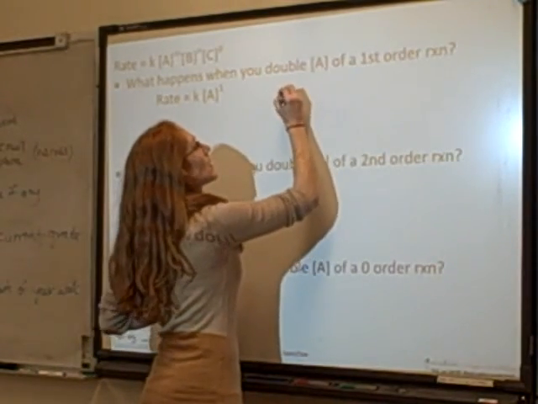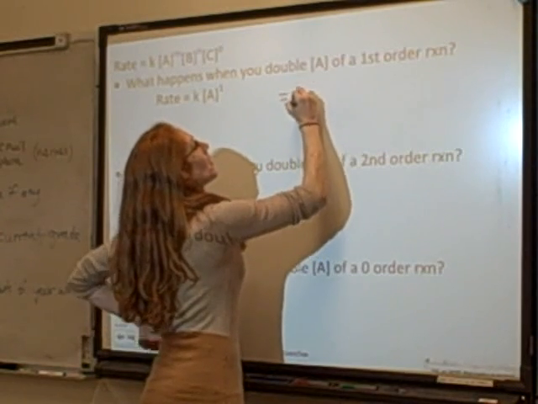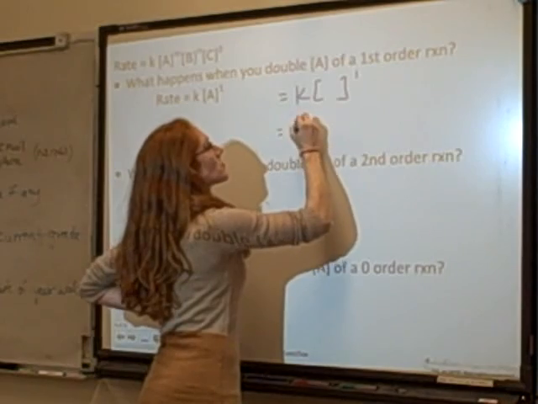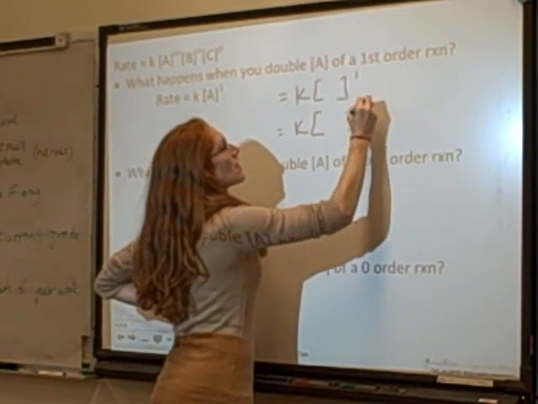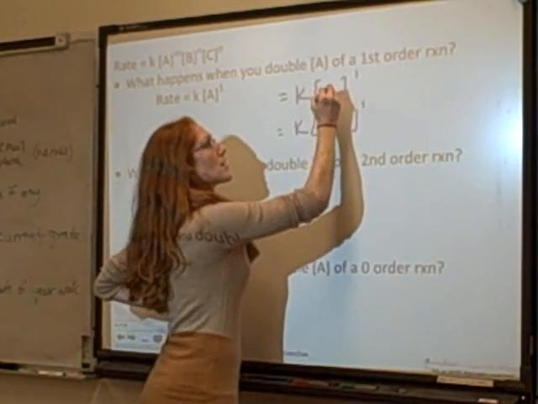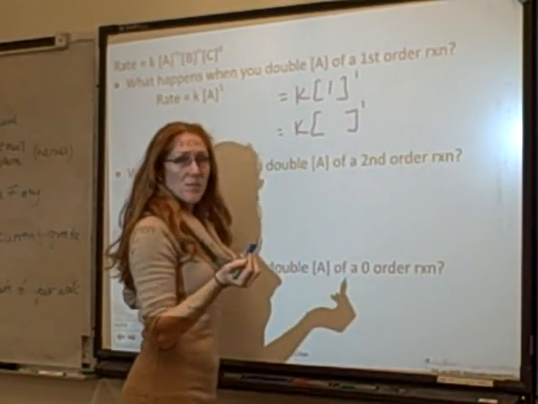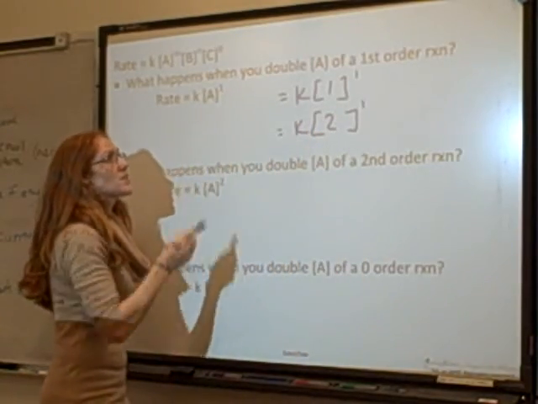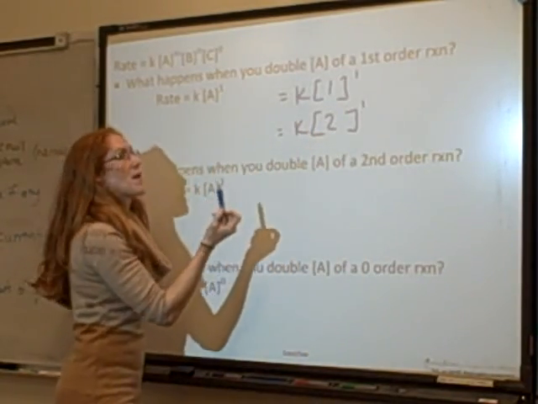So I know that rate is equal to K times concentration of A raised to 1 for both of these situations. I'm going to say the first time I carry out my reaction, I'm going to use a concentration of 1. The second time I carry out my reaction, I'll use a concentration of 2. Okay, so let's see how the rate changes mathematically.